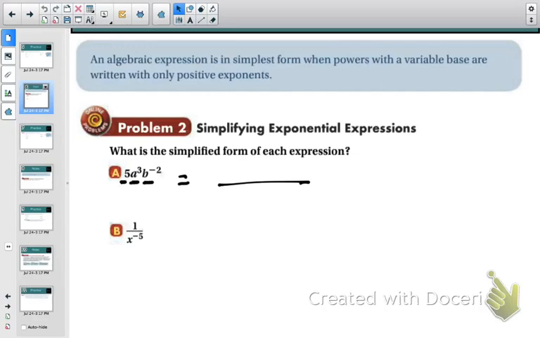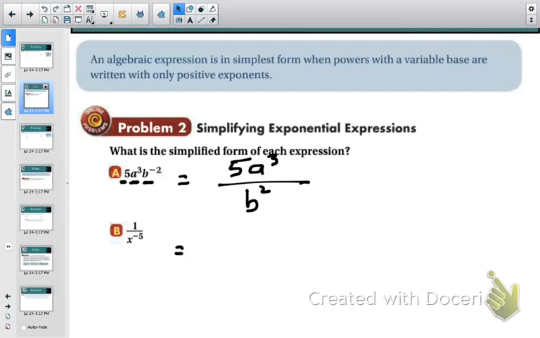So 5 has just no exponent, so it stays on top. The A is also a positive exponent, so it stays on top, so A to the third on top. Then the B, that's the negative, so that's the one that's going to move. So we're going to move that to the bottom, and it's going to become a positive 2. Okay, so we have 5A cubed over B squared.